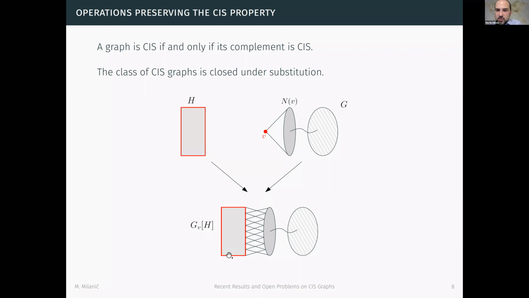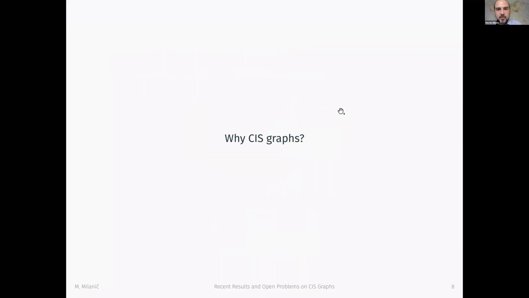And it turns out that the graph so obtained is CIS if and only if both H and G are CIS graphs. So if they are both CIS, in particular, the new graph is also CIS. We can construct many CIS graphs this way, arbitrarily large CIS graphs.